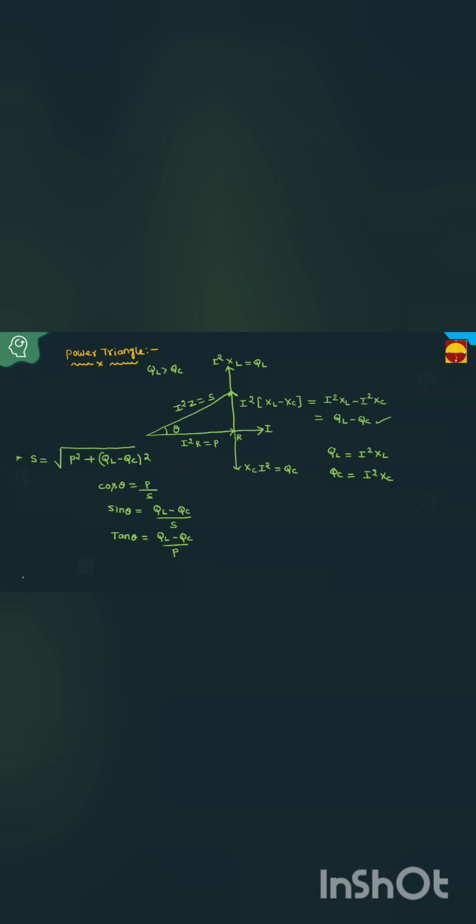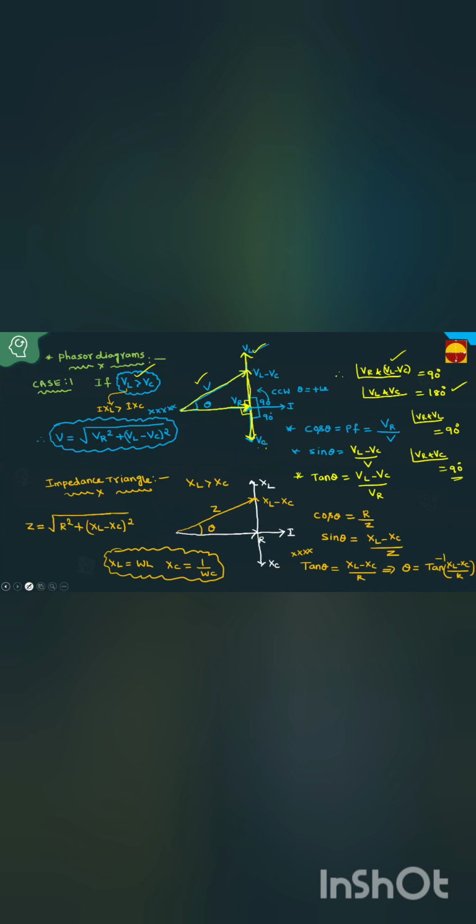Up to now, I explained the series RLC circuit with the assumption of VL greater than VC, XL greater than XC, QL greater than QC. For the same series RLC circuit, I have to draw the phasor diagram. I am taking case 2. Please all of you try on your own in parallel. I am taking case 2 where VC is greater than VL.